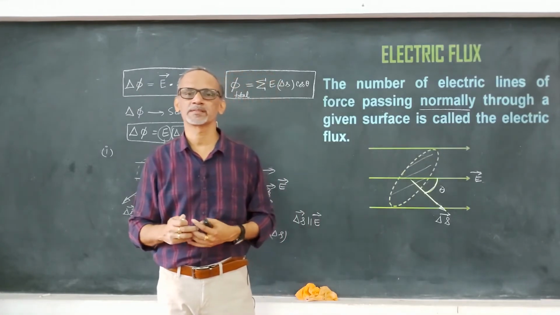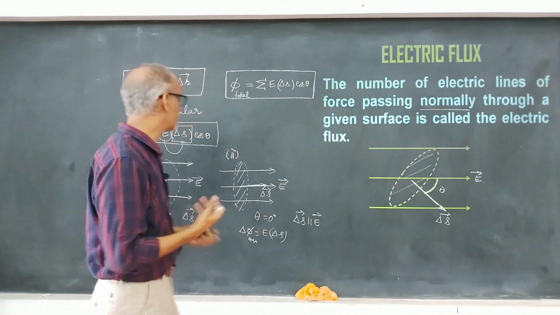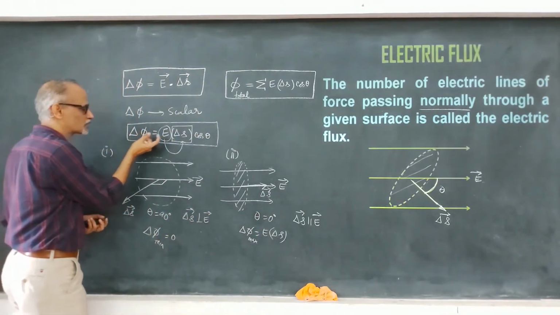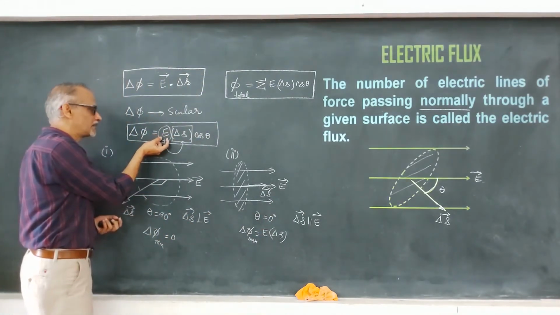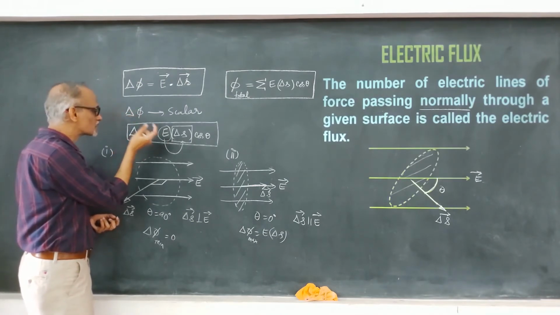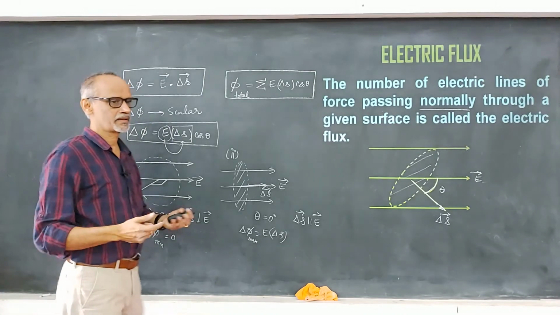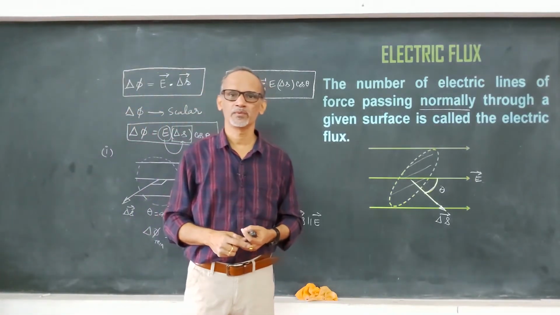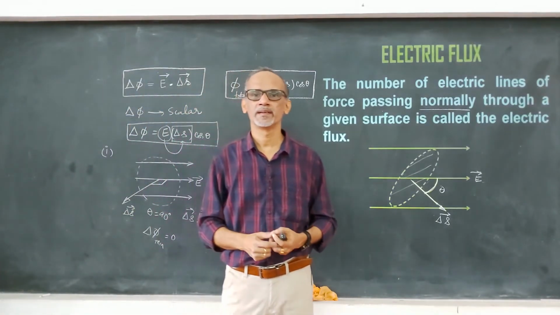So, therefore, electric flux is basically a measure of electric field. See, flux is a measure of electric field. More electric field means there is more flux, less electric field, less flux, and if there is no electric field, there cannot be any flux. That is how the flux and the field are related.